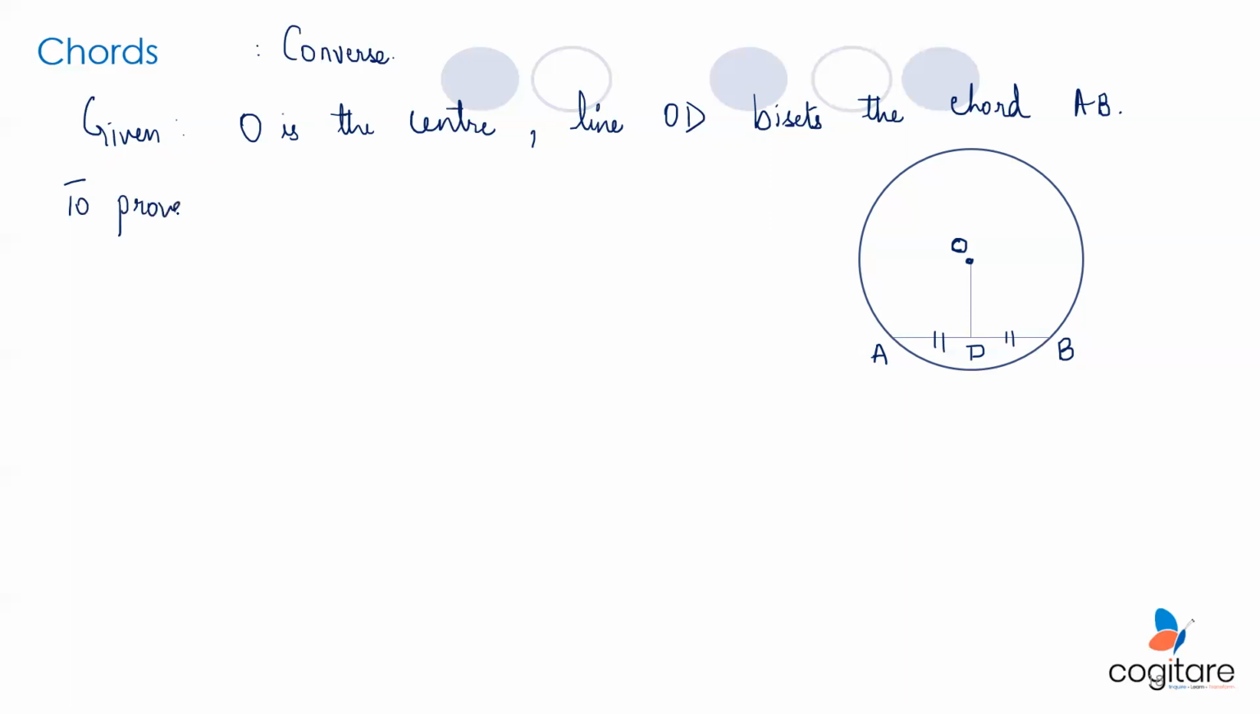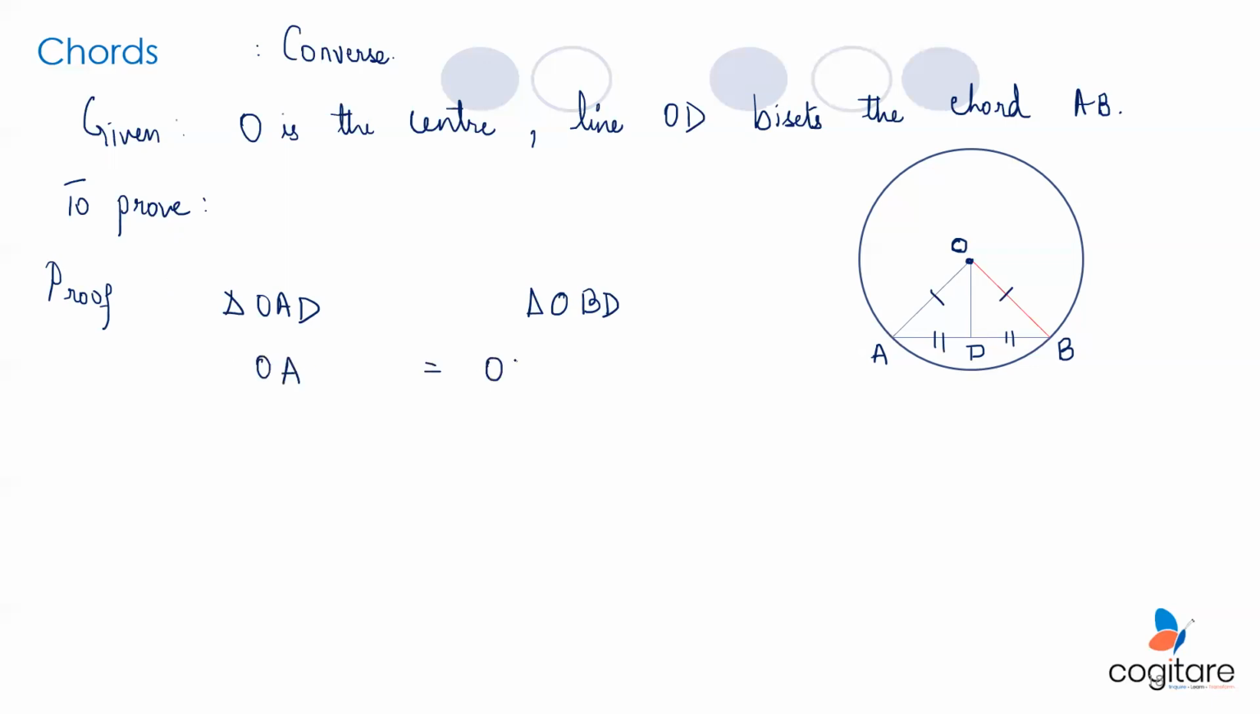What do we have to prove? Before we say prove or arrive at conclusions, let's check what's happening here. So let's join OA and OB as usual. Guys, do you observe that OA and OB are radii of the same circle? So they're equal. Now, what can you say about triangles OAD and OBD?